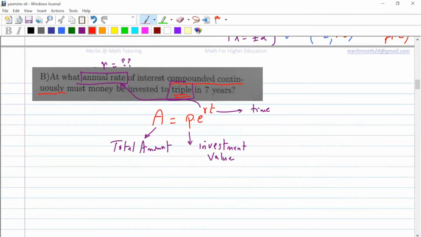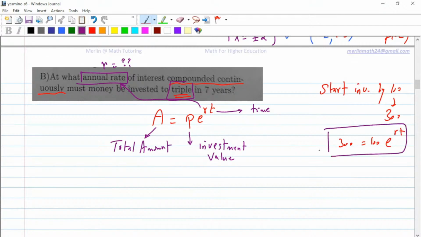Now some students go on with numbers, but there is no need. You can say, if you start investing with 100, it becomes 300, so this is 300 and that is 100, e to the power RT. But we need not take numbers, because they didn't specify the start. Usually we work in letters. So if you start with P, it becomes 3P. So this is 3P, and this is P e power RT.